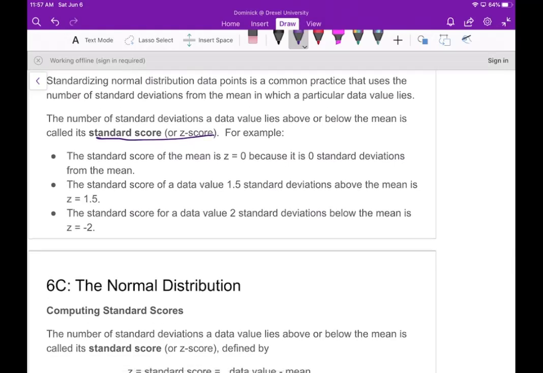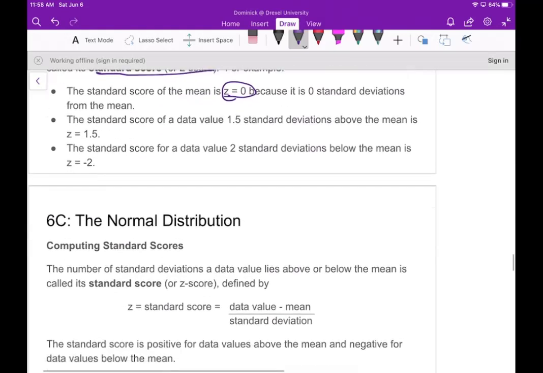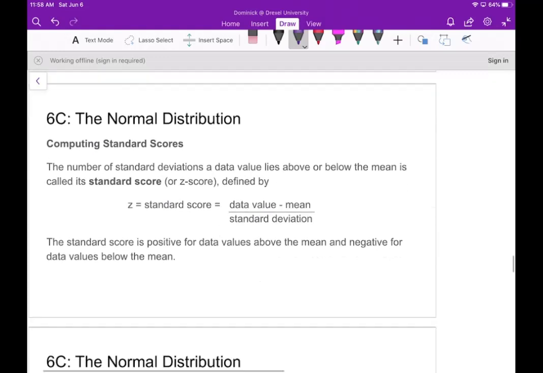Now, a standard score of the mean is 0 because it's 0 standard deviations from the mean, right? If you have a standard score that's 1.5 standard deviations above the mean, then it's positive 1.5. And if it's 2 standard deviations below the mean, we would say that that z-score is -2. So the way that we calculate a z-score or a standard score is you take the data value, subtract the mean, and then divide that by the standard deviation, right? And of course, it's positive for data values above the mean and negative for data values below the mean.